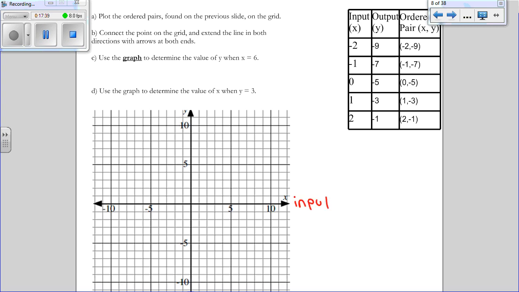That means on a graph, your input is telling you how far left or right to go. Your output is telling you how high or low to go. If it's left, it's negative. If it's right, it's positive. So my first point is at -2, -9. That means I need to go 2 to the left, 1, 2. And I need to go 9 down. 1, 2, 3, 4, 5, 6, 7, 8, 9. That's my first.